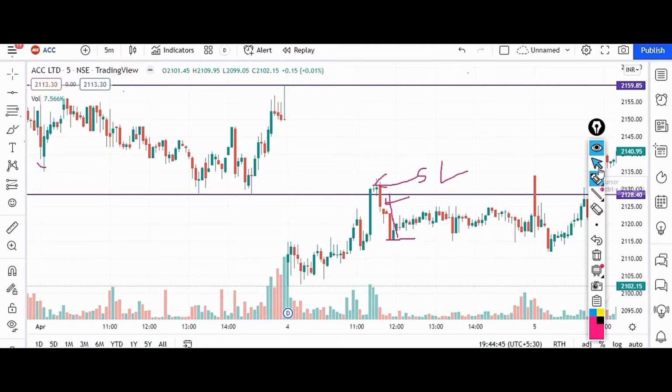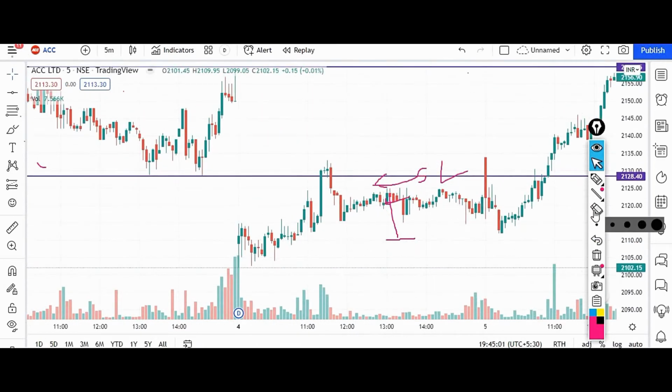Let's move to the next day. You must mark these levels before the trading hour only. You wait till around 11:20, then you get the opportunity to go short. Let's check with the next day what is going to happen.